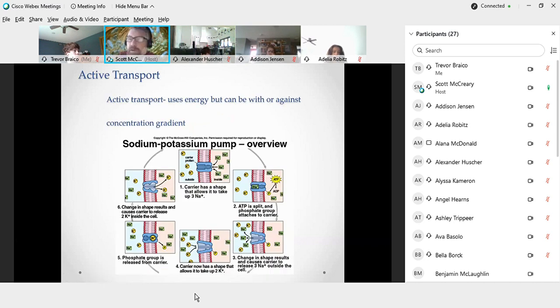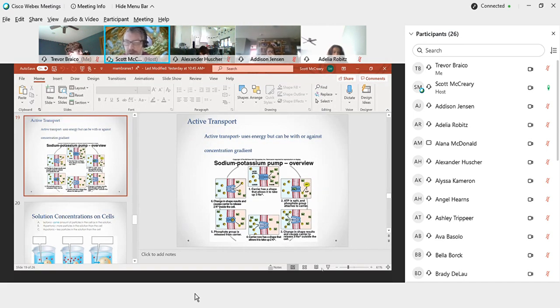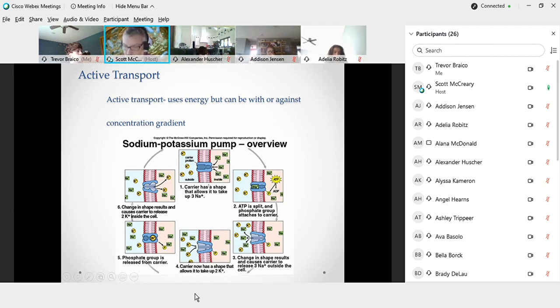All right. Let's talk about this slide. Let's not worry about the picture, just the words. In passive transport, we had 3 types: diffusion, osmosis, and facilitated diffusion. And they all operated with a concentration gradient. So let's talk about what a concentration gradient is.